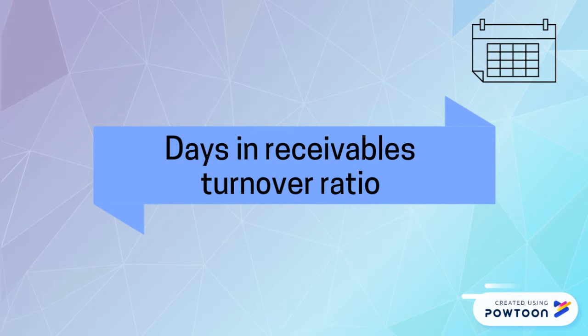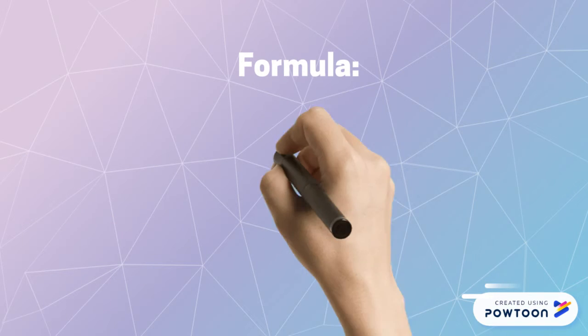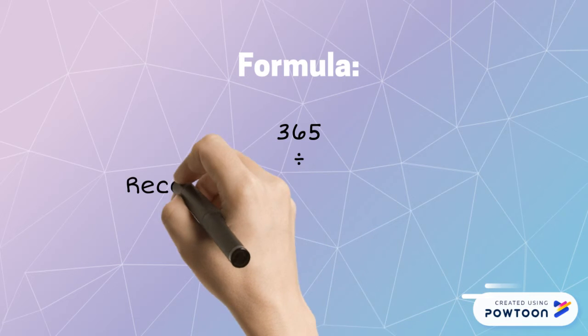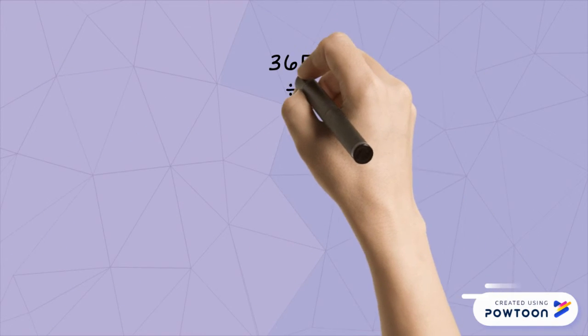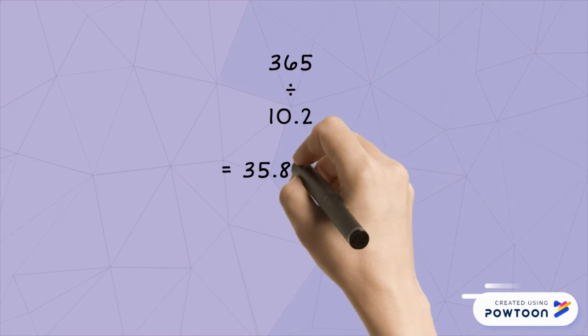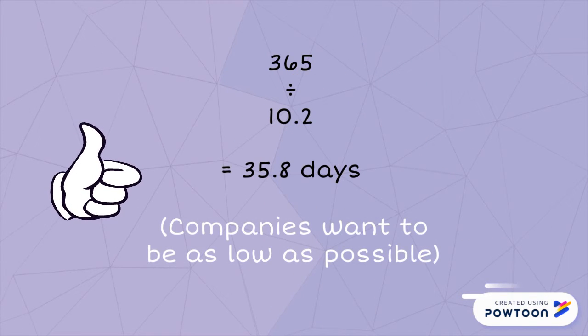We often convert this number into the days in receivables turnover ratio. The formula is 365 divided by the receivables turnover ratio. Therefore, Maya collects its receivables every 35.8 days.